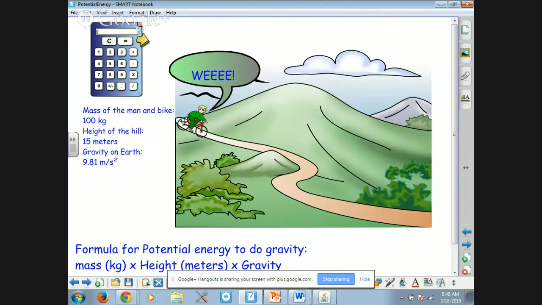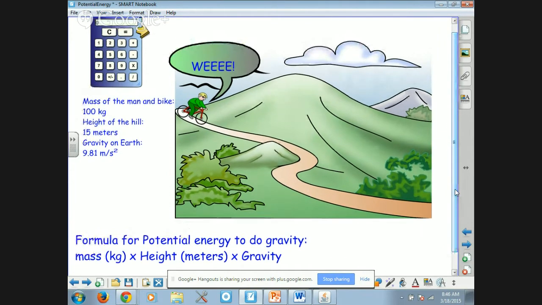So here we have a man on a bike, and he is going to be going down this hill. But we're going to take him back up here. We're going to look at his potential energy based off of his mass, his height, and his gravity. Now, please remember, as we said yesterday, mass needs to be in kilograms, height needs to be in meters, and gravity is meters per second squared.